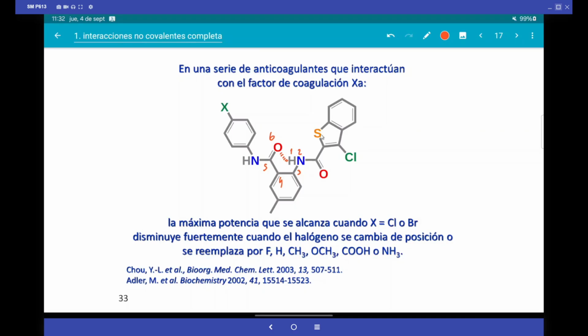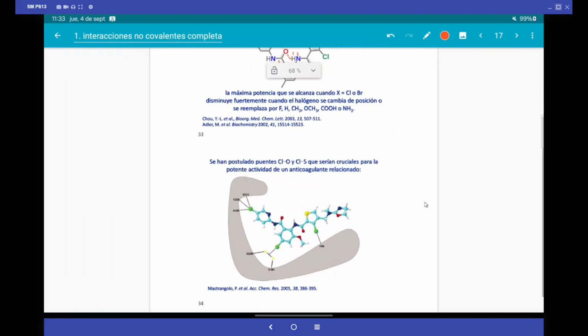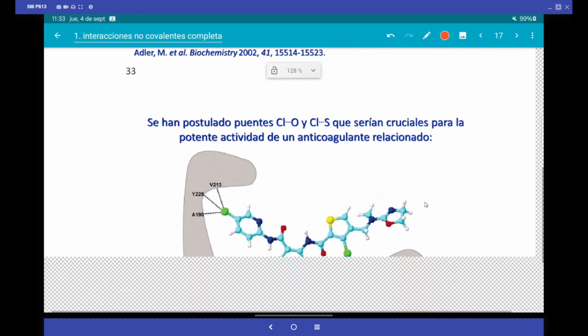What is the name of this ring? Benzothiophene. Okay then. And we have a group X, and it says here that when X is chlorine or bromine, the maximum potency is achieved, and if you replace it with anything else, the activity decreases. What does that mean? That it is making a halogen bridge, because fluorine does not serve here, only chlorine or bromine.